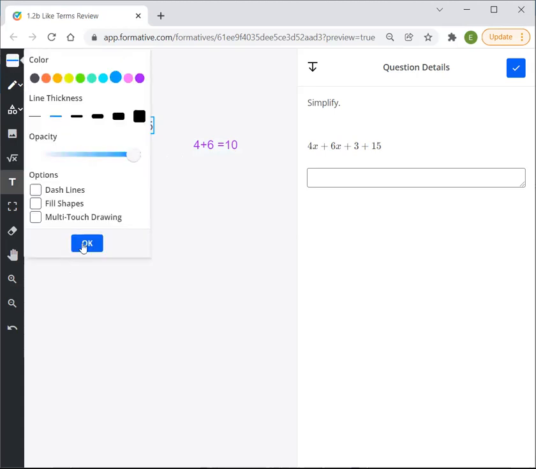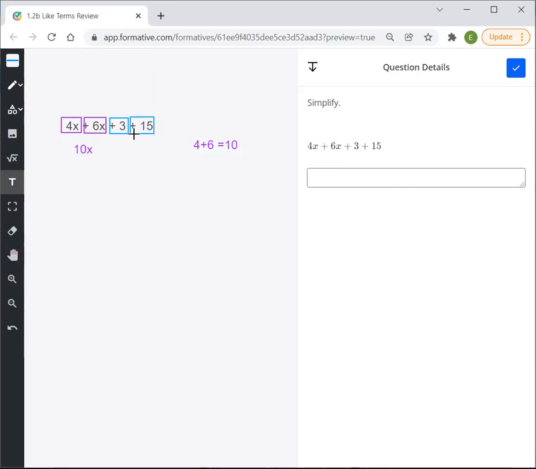Then I want to do the same thing with the constants. I want to add the two numbers together there. So I have 3 plus 15, which equals 18. So that would be added on to my 10x. So plus 18. Right, and that's what you're going to put in the box here.